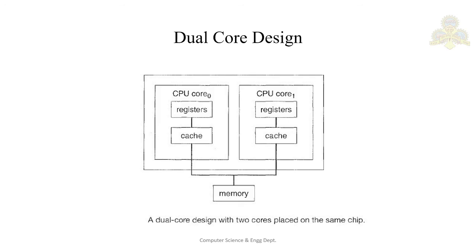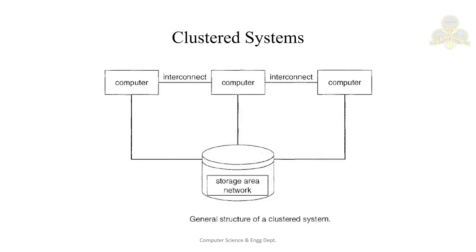So we have another type of multiple CPU system, that is clustered systems. Like multiprocessor systems, these clustered systems gather together multiple CPUs to accomplish the work. Cluster systems differ from multiprocessor systems in that a cluster system is composed of two or more individual systems. As you can see here, this is one system, this is another system, and this is another system. These three are different systems, and these systems are joined together to form the clustered system.